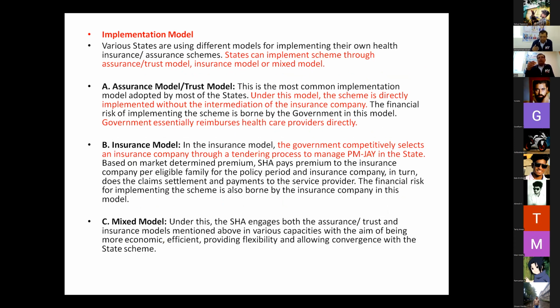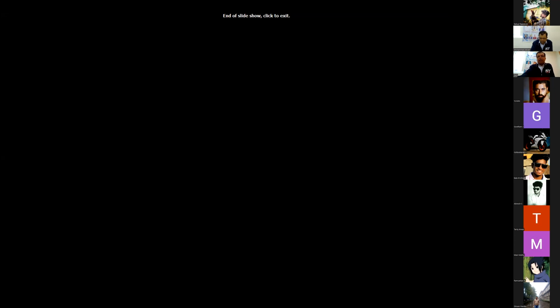The choice will be with the state government, because in health issues, states do play a very important role, right? It is not the responsibility of the central government only, it is also the responsibility of the state government. Here I have explained the three models separately: the assurance model, trust model, insurance model, mixed model. I think you got an idea about these three models through our discussion till now. So here we came to an end.